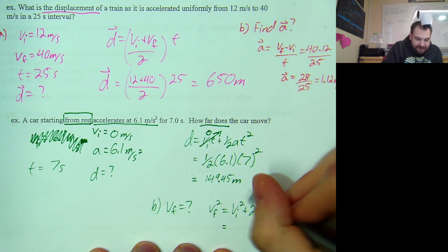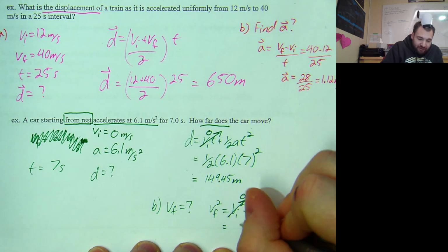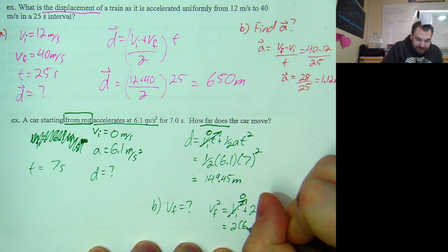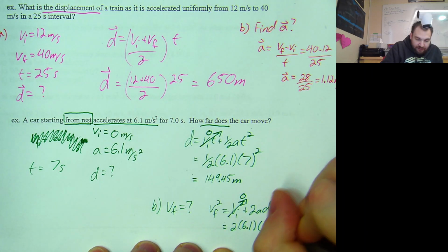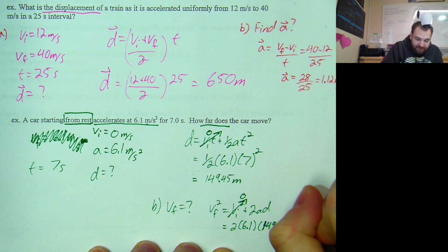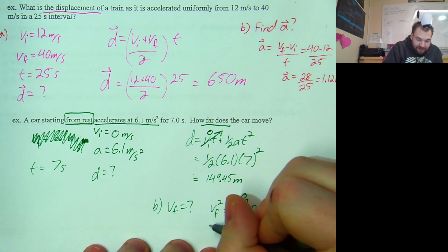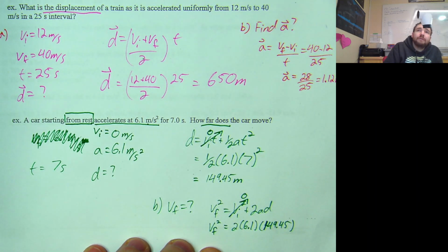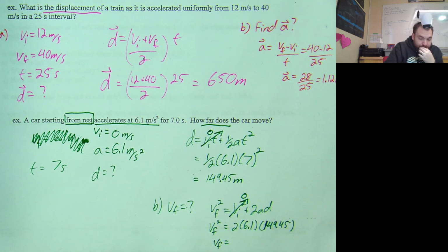My initial velocity is 0, which is great because that's just now gone. So I'm going to have 2 times my acceleration, 6.1 meters per second squared, times the 149.45 meters. And that's going to be equal to VF squared. So then my VF is what? 1,000?